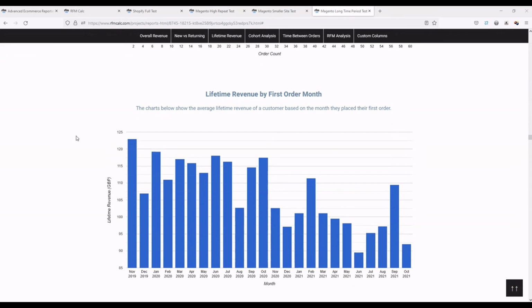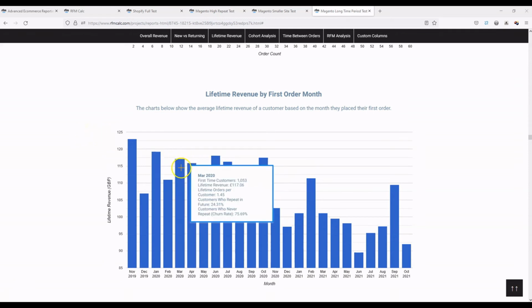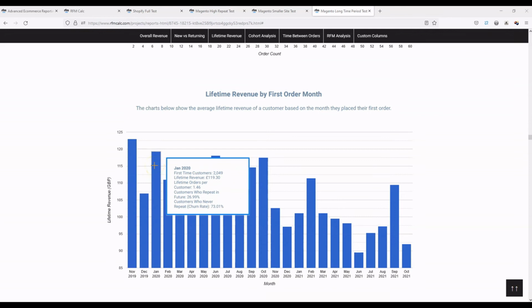So the final section that I wanted to talk about in the lifetime revenue part of the report is lifetime revenue by first order month. So this is quite interesting as well. What we'll do is chart month by month the first-time customers, the lifetime revenue of those customers, and the repeat and churn rate.